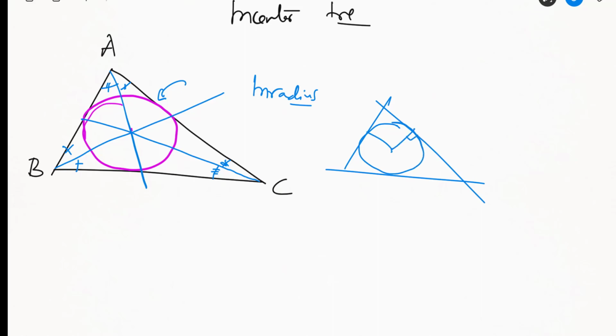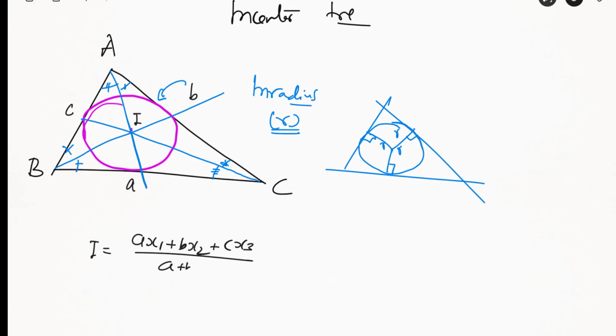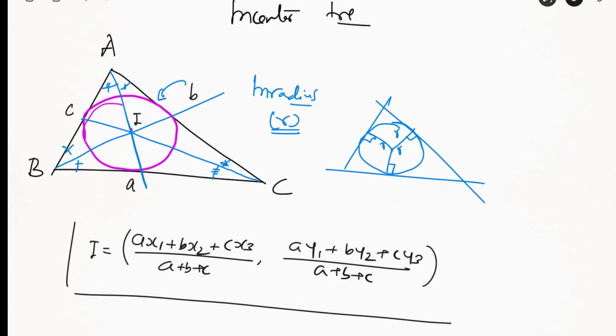If we draw a perpendicular, this radius is generally denoted by small r, that is the inradius. When you study the circumcentre, the circumradius is denoted by capital R. And by convention we write the sides as a, b, c. If you're not interested in the derivation, you can directly remember this. The Incentre is generally denoted by I. So this will be (aX1 plus bX2 plus cX3) over (a plus b plus c), where a, b, c are side lengths, and (aY1 plus bY2 plus cY3) over (a plus b plus c). That's the formula of the Incentre.